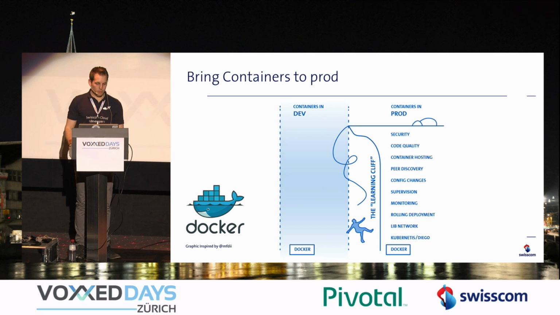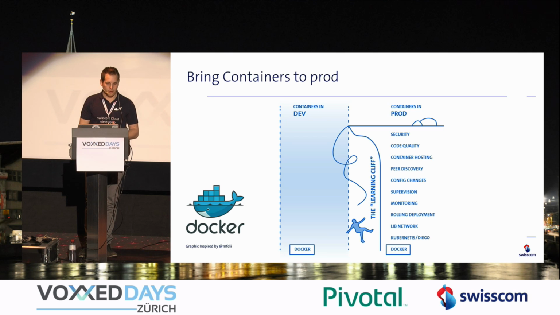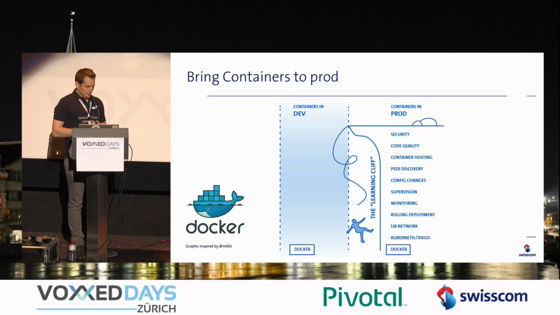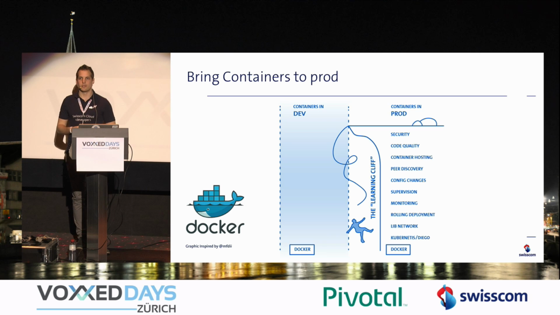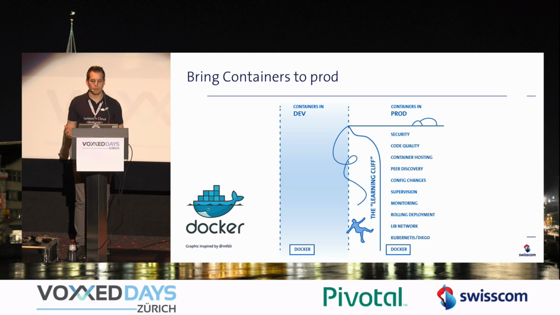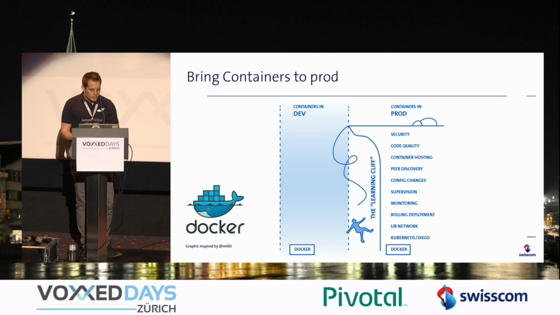But what does that mean for production? We call that the learning cliff. You have to take care of so many other things which are not obvious when you just run it on your local laptop, including networks, connectivity to other services, security, code quality, versioning, all things that are not obvious at first look.